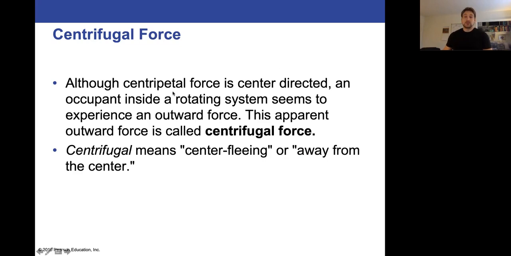Notice these words, seems and apparent. As we're standing on the curb, watching a car go around a curve, there's nothing. There's no thing pushing outward.